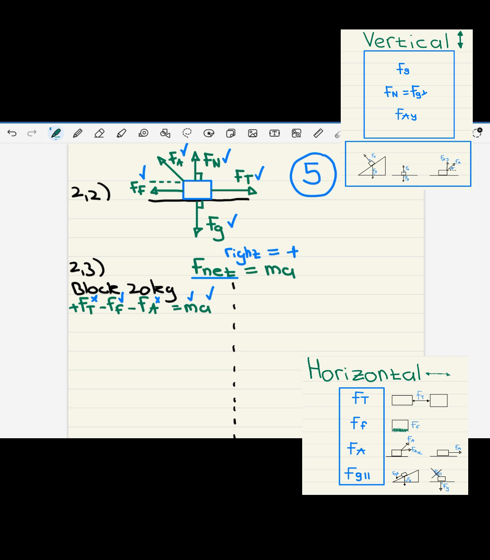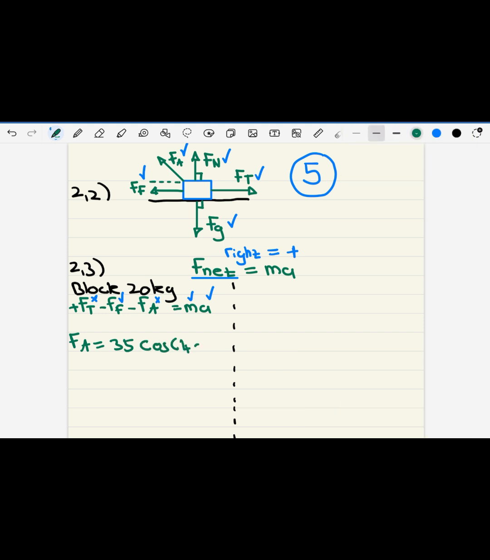So, first things first, let's solve for FA. We know that FA would equal 35 cos 40, which equals FA is equal to 26.81 newtons. Now we're going to sub in as much as we can and get an equation. So let's do exactly that.